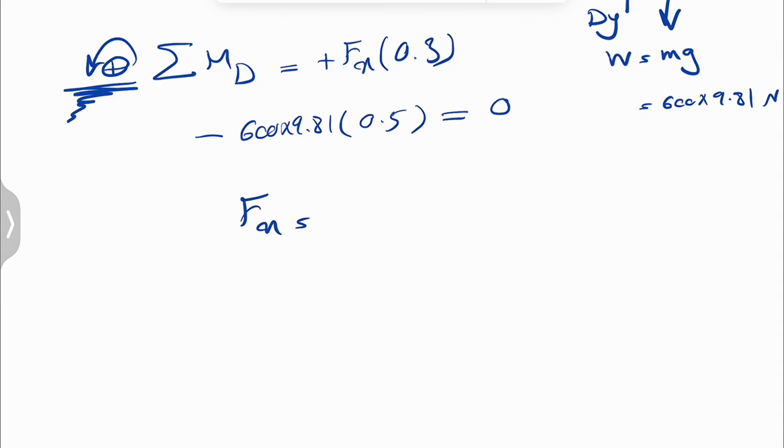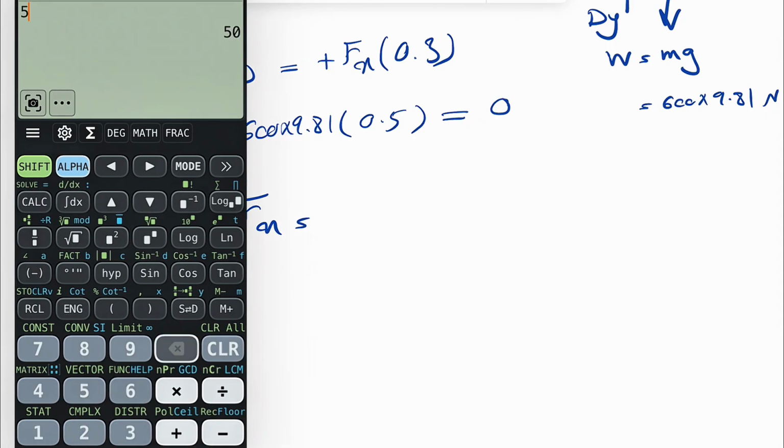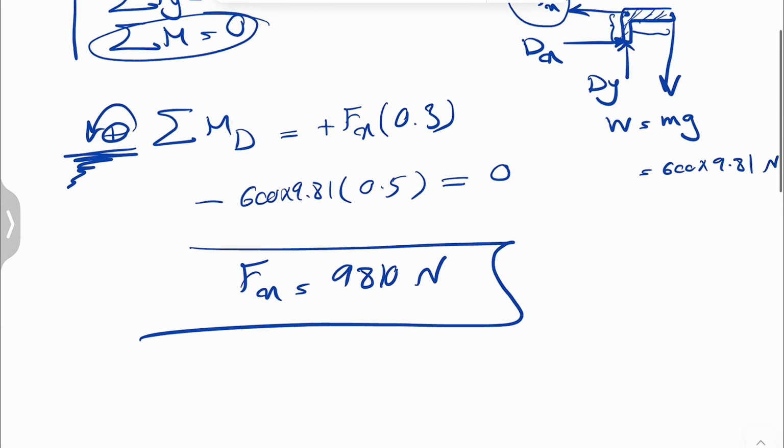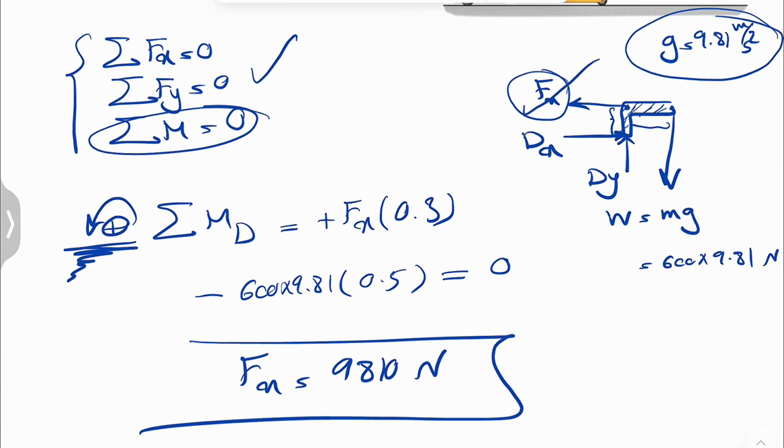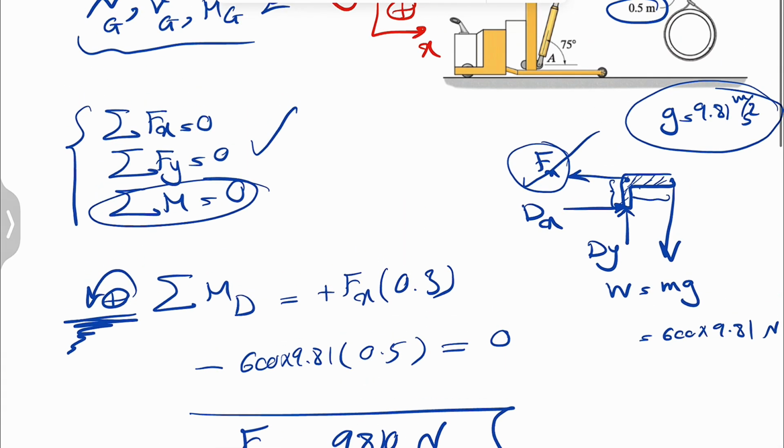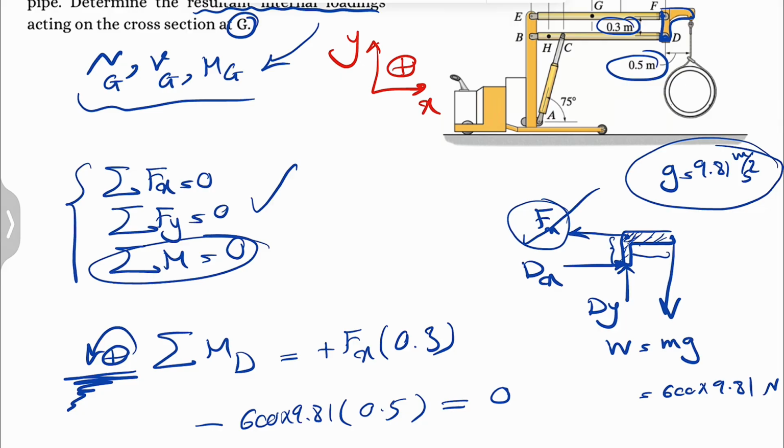So this is going to give us Fx. Let's see what we get: 600 times 9.81 times 0.5 divided by 0.3. So Fx would be 9,810 newtons, and we didn't get any negative sign, so that was actually the correct direction for the force that is applying on this L-shaped part of this crane.